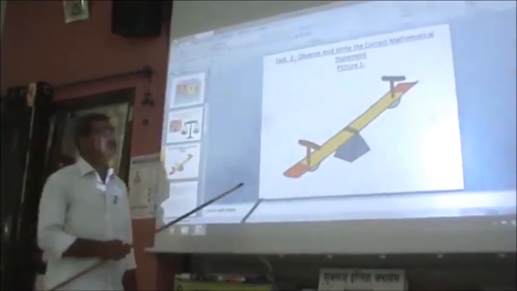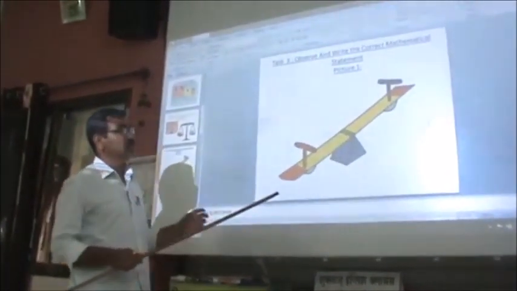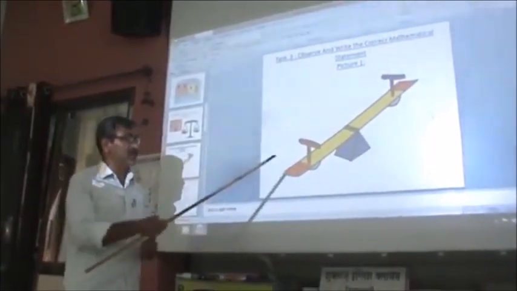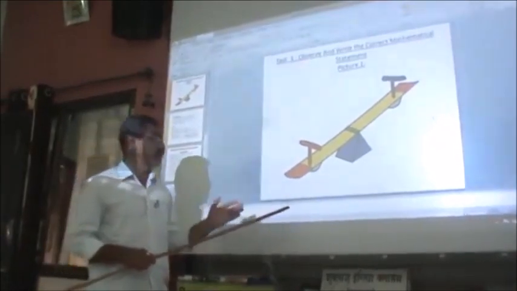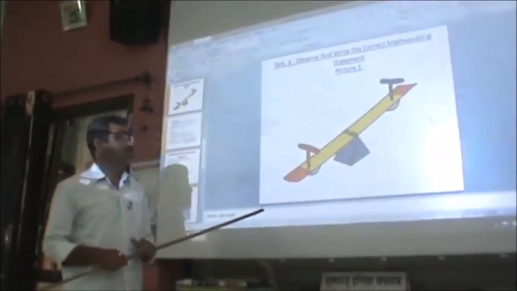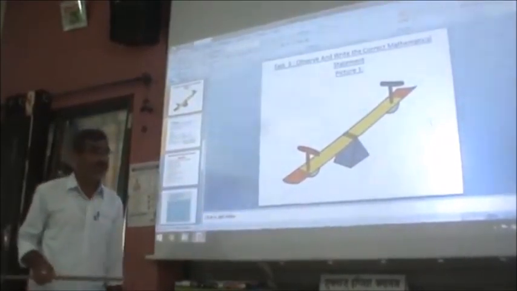Now, this is also a picture of a seesaw. In the school, we know that these toys, seesaws, are there. From this also we can teach the students the concept of equality and inequality. Next.